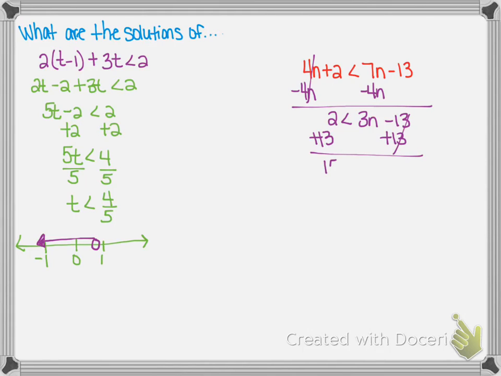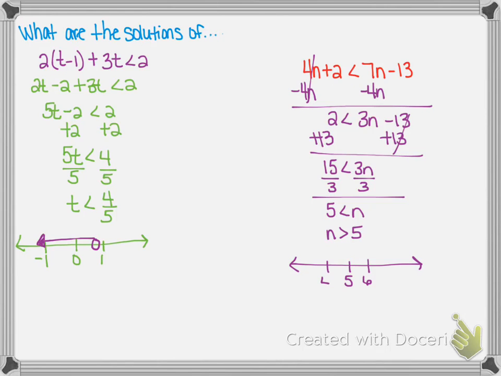We have 15 is less than 3n. Finally, divide both sides by 3. So I have 5 is less than n. But again, we're going to remember to write our variable on the left-hand side. So switching everything around, n is greater than 5. And the last piece is graphing our solution on a number line. Reminder, we need at least 3 numbers. We want an open circle on 5, and it is going to the right.